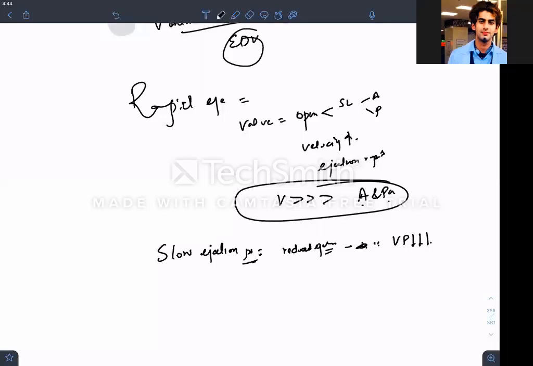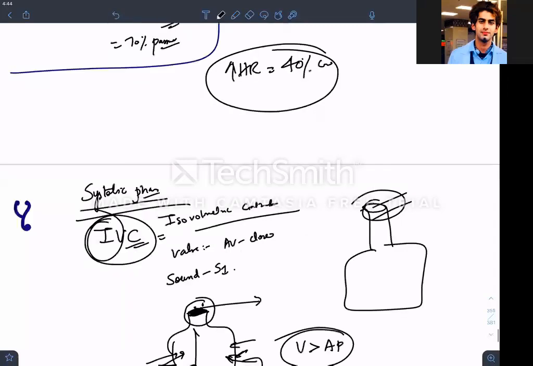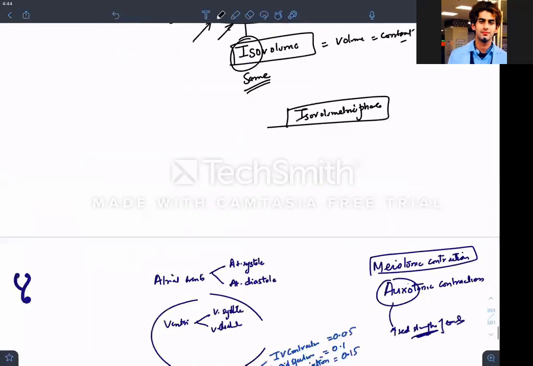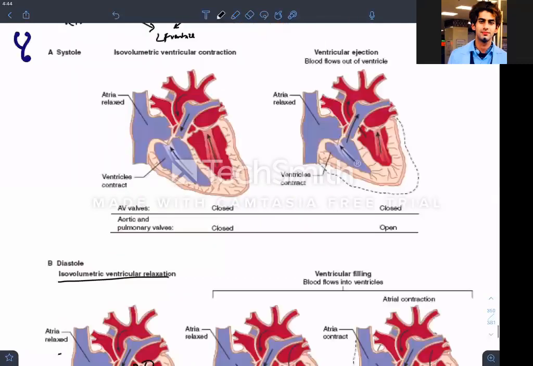Okay. So I think I don't need to repeat it. I think we have understood it very nicely. We can now look at the diagrams. We can have an understanding of the diagrams in the last phase of this lecture. So isovolumetric ventricular contraction is the contraction.